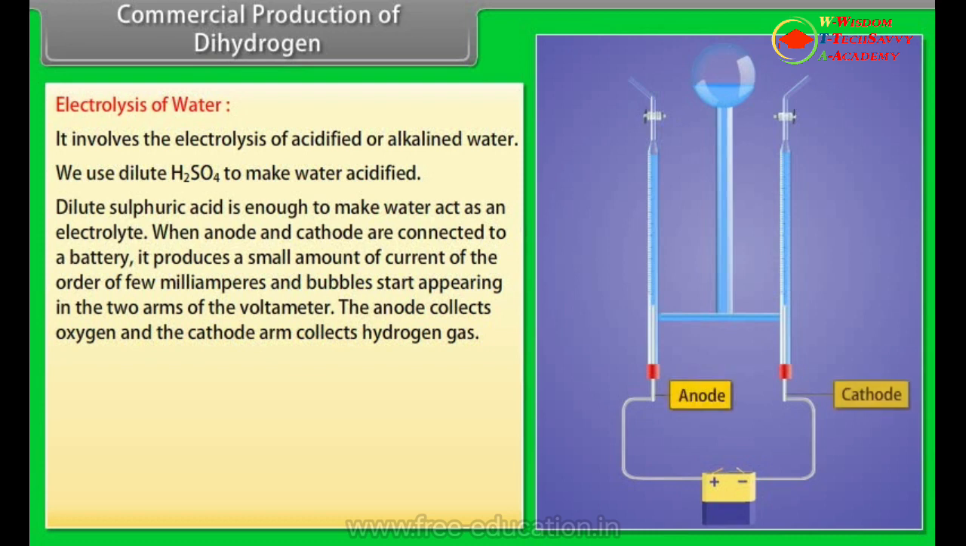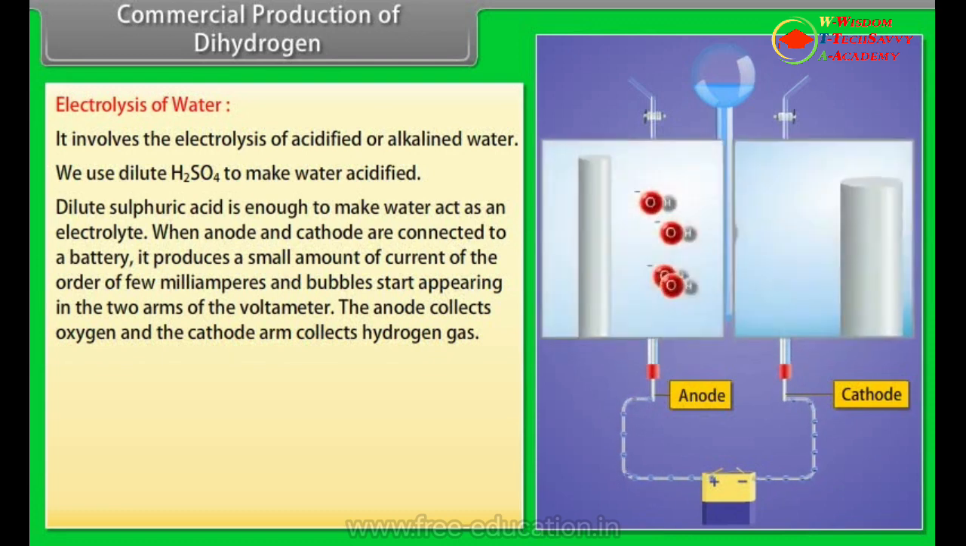When anode and cathode are connected to a battery, it produces a small amount of current of the order of a few milliamperes and bubbles start appearing in the two arms of the voltameter. The anode collects oxygen and the cathode arm collects hydrogen gas.